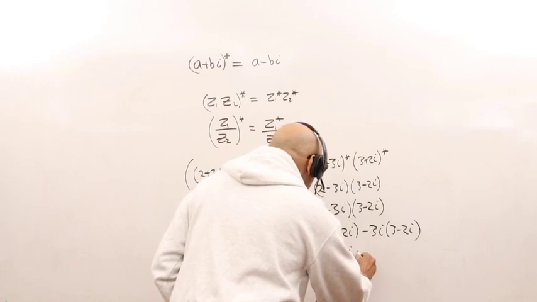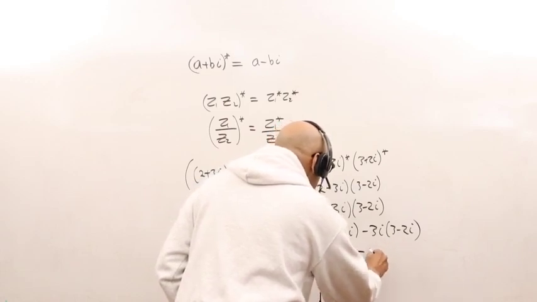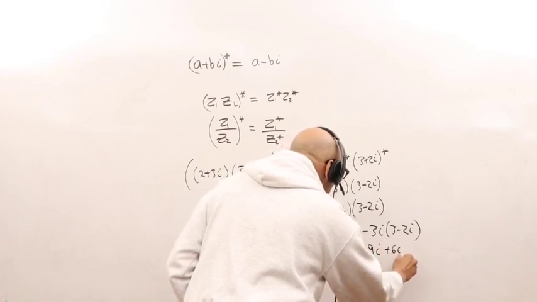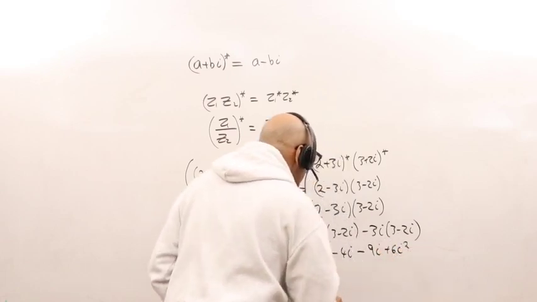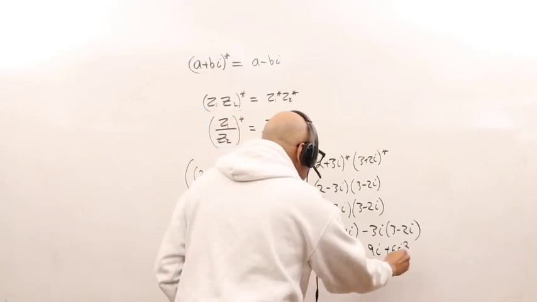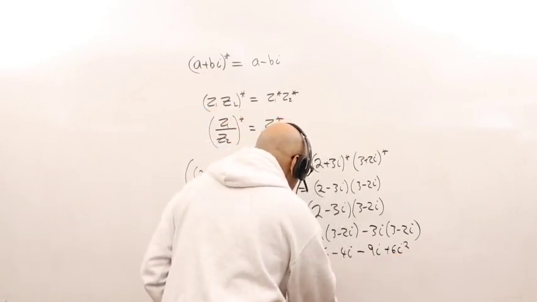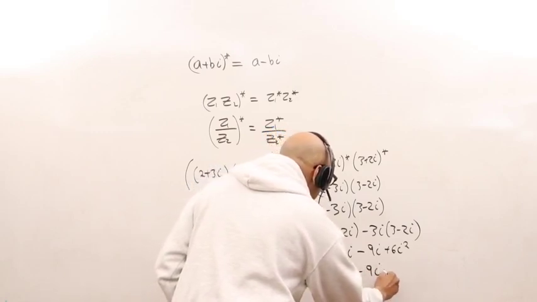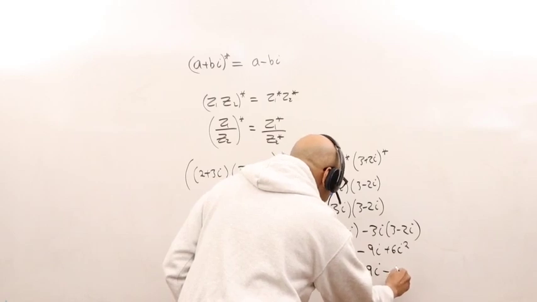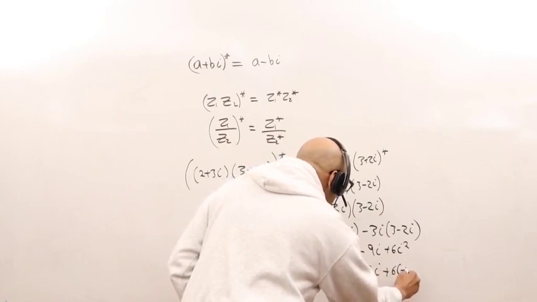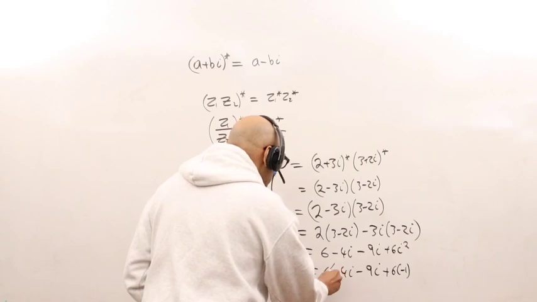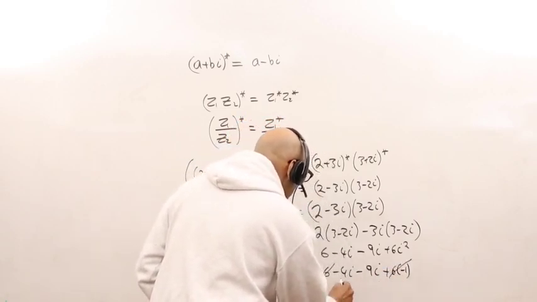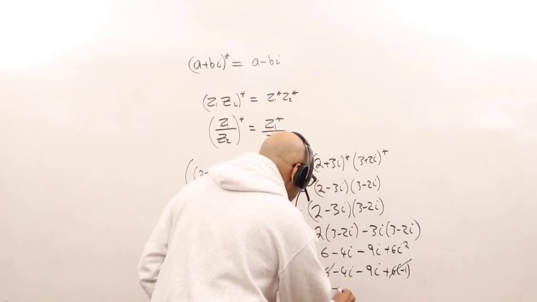Minus 4i, minus 3i times 3 is −9i. Minus 3i times −2i is plus 6i squared. And we can get i squared is −1. So I'm going to write the next line as 6 − 4i − 9i + 6 times −1. Notice the 6 disappears and we're left with −4i − 9i, which is −13i.